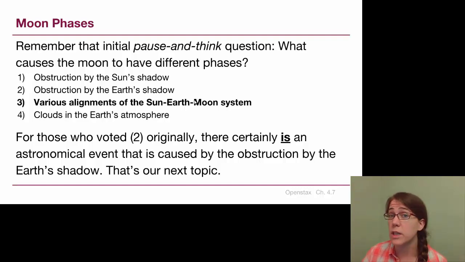And for those of you who voted option 2 originally, and I mentioned this in that previous video, there is an astronomical event that deals with the Earth's shadow. It just isn't the monthly moon phases. Instead, it's a lunar eclipse, and that's our next topic. And so we'll see that in the next video.